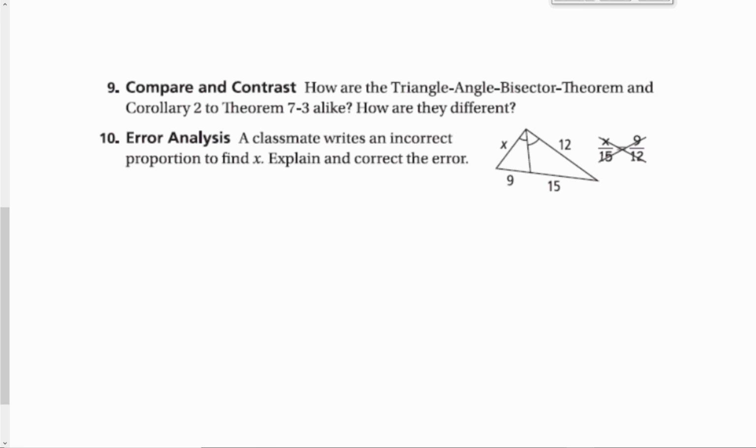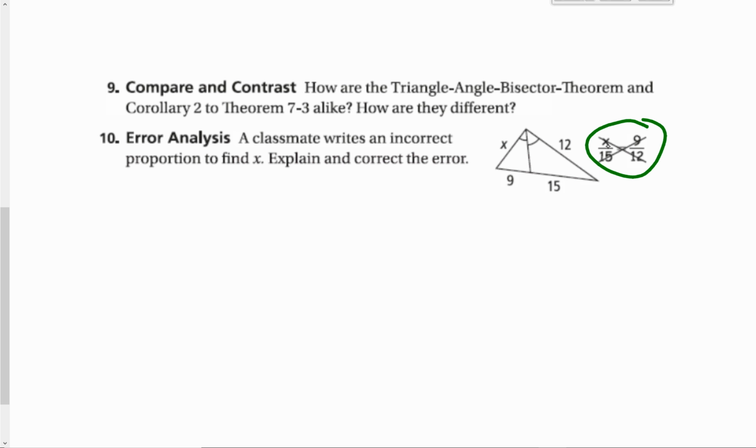Okay, number 9 here, I don't know what theorem 7.3 says, but this angle trisector theorem is this kind of shape right here. It just says that these are proportional. So x over 9 is the same as 12 over 15, or x over 12 is the same as 9 over 15. So it's basically saying, why is this not true?